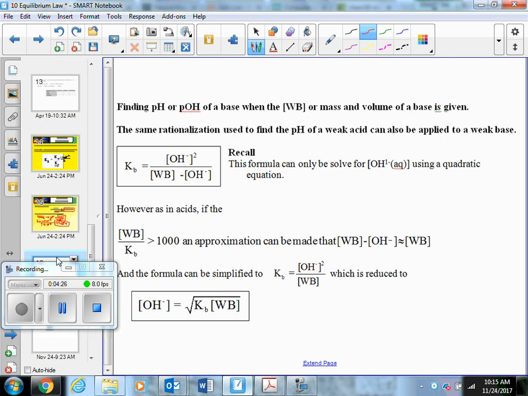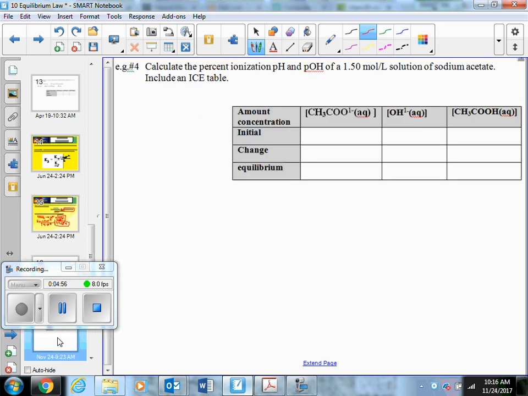So again, we can simplify this with the Kb expression. If the change is very small, which usually it is, so if the weak base has a concentration more than 1,000 times the Kb value, then we can eliminate that change and simplify the Kb expression. So hydroxide squared divided by the concentration of the weak base. If we rearrange that to isolate for the hydroxide concentration, then we get Kb times weak base and take the square root of that.